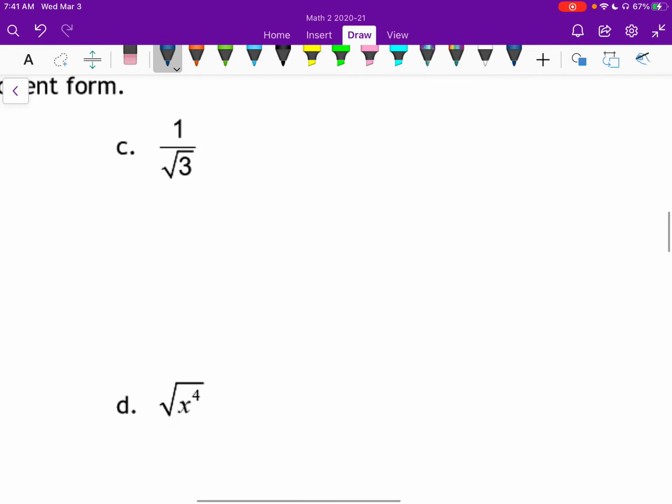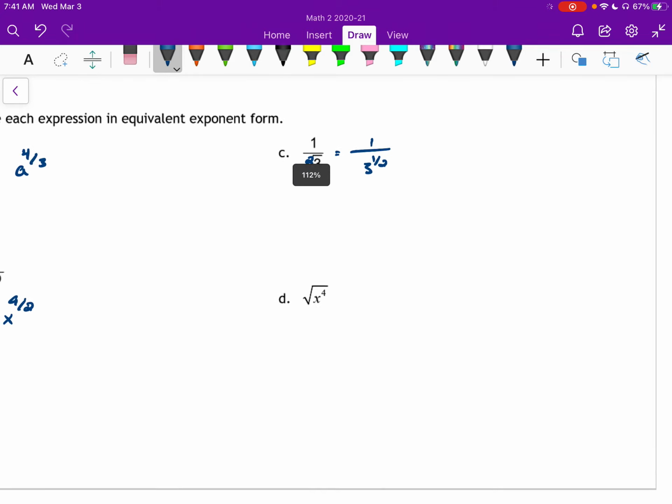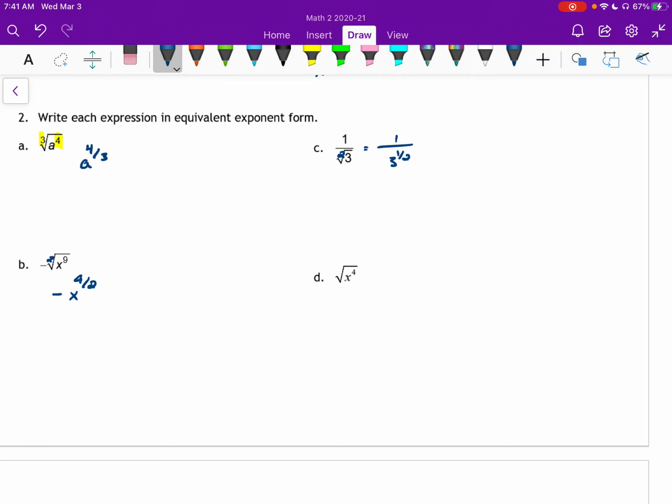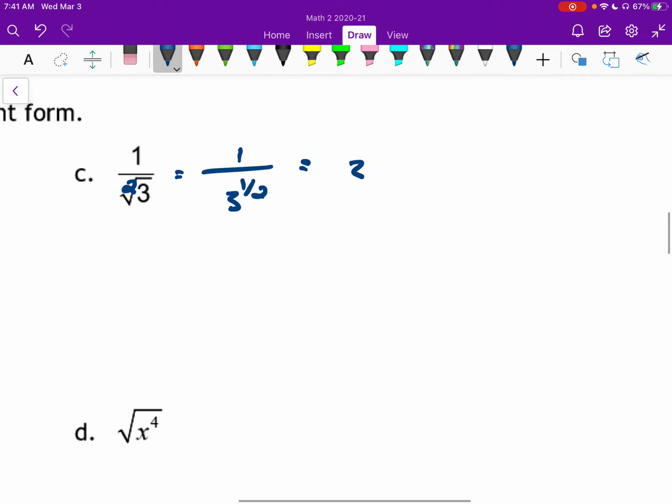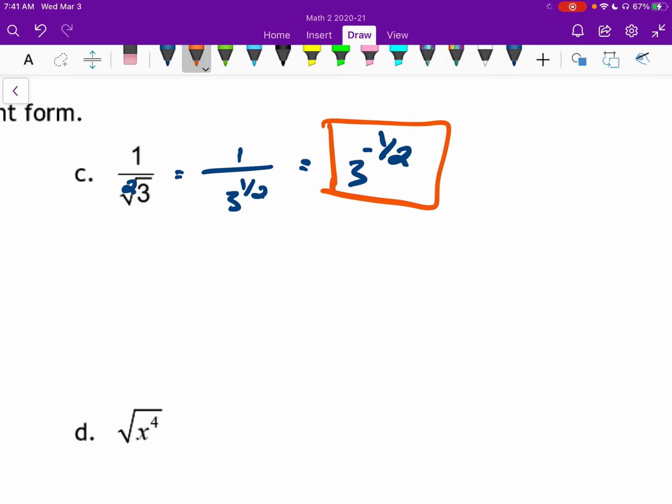For c, there's a 2 right there. So we could say that this is like 1 over 3 to the 1/2. Then what do the directions say? It just says write each expression in equivalent exponent form. We could leave it as that, or we could leave it as 3 to the negative 1/2. I think I like that second one a little bit more because it's in the numerator.